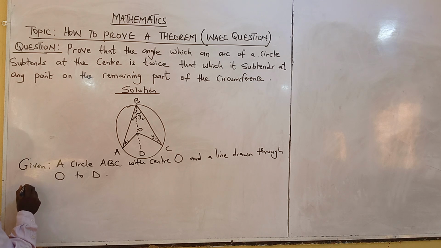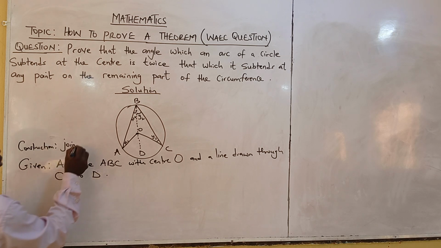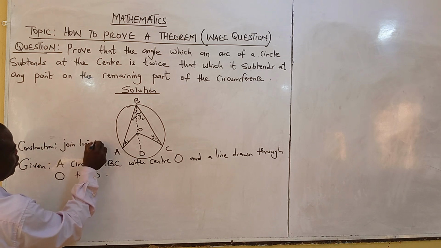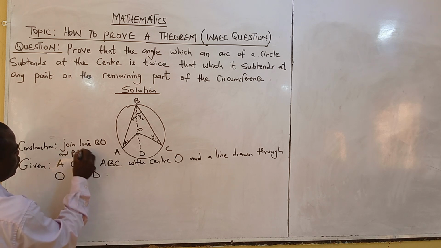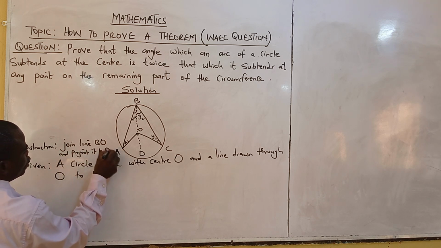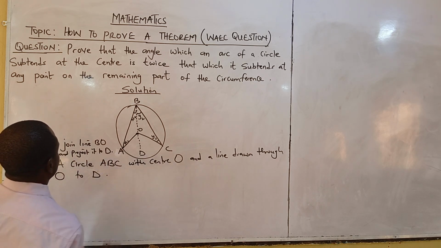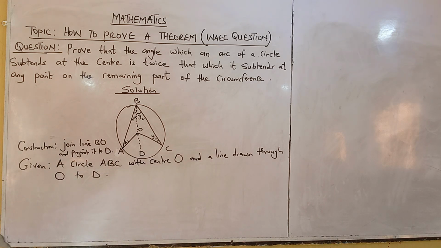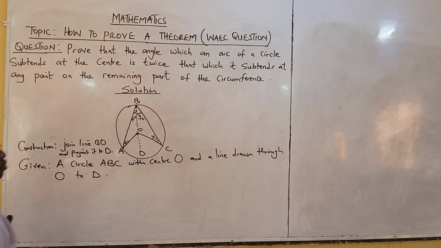Okay, can you say construction? Join line BO and project it to D. That's the construction. Join line BO and project it to D.